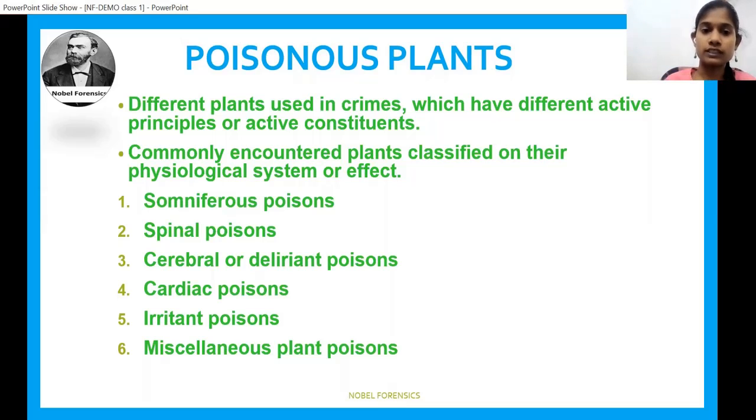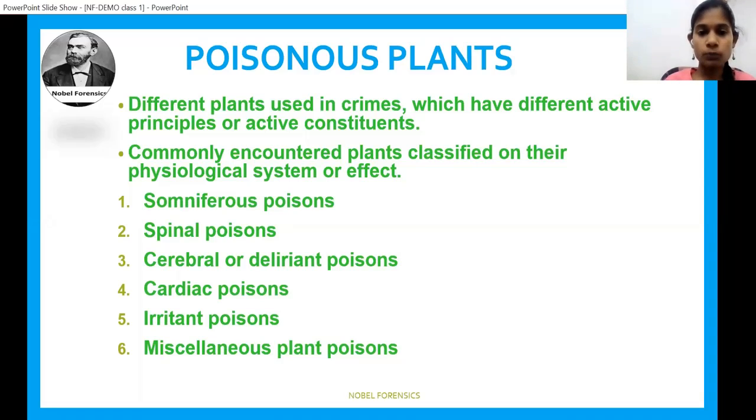Then spinal poisons show their poisonous effect on the spinal cord, so in the case of spinal poison, the spinal cord should be collected as the sample for analysis. For example, a cardiac poison is Digitalis purpurea. Strychnos nux-vomica is the example for spinal poisons. The active principles of Strychnos nux-vomica are strychnine and brucine. Both strychnine and brucine are the active principles in Strychnos nux-vomica. That is also a previous question.